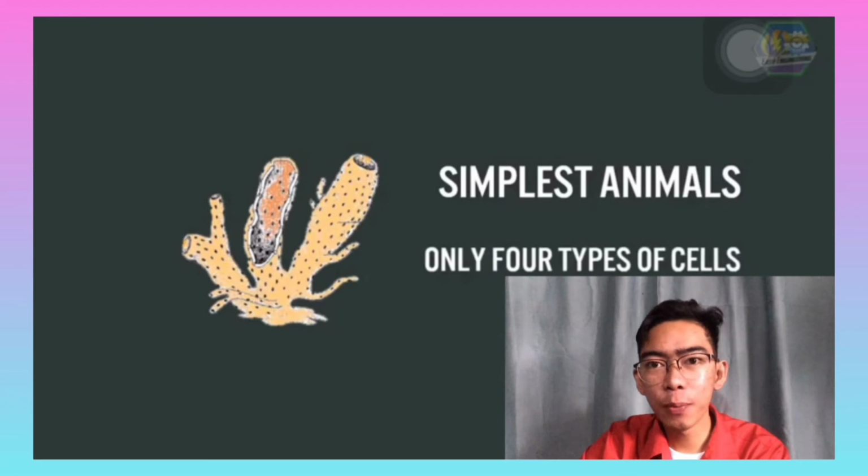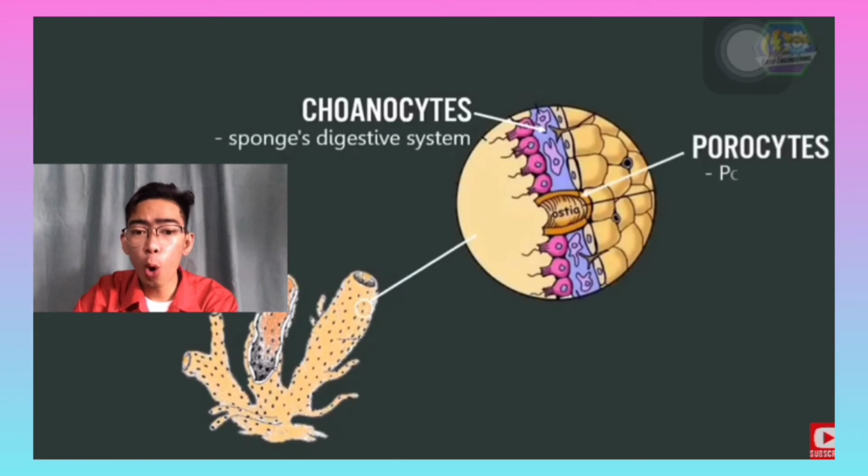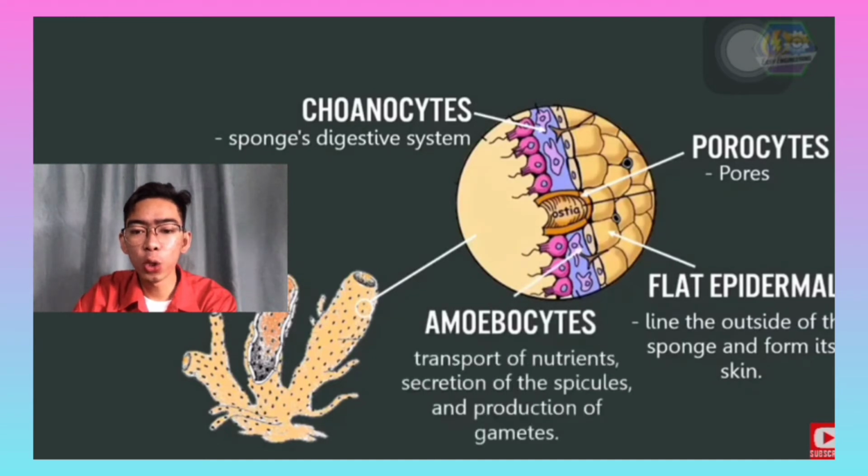Sponges have only four types of cells. The first, we have the choanocytes, which is the sponge's digestive system. The second one, we have the porocytes, which make up the pores. The third, we have the flat epidermal cells, which line the outside of the sponge and form its skin. And the last cell, we have the amebocytes, whose function is to transport nutrients and so on.